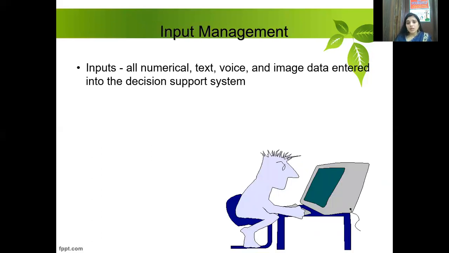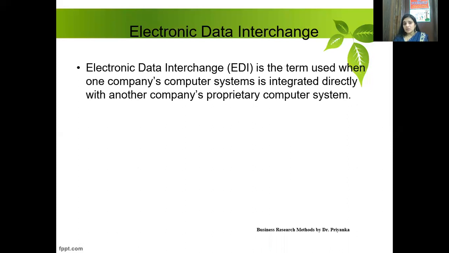Then input management, how it works. All numerical, text, voice, and image data entered into the decision support system is basically input management. Then electronic data interchange. What is it? It is the term used when one company's computer system is integrated directly with another company's proprietary computer system for exchanging the data electronically. For that, you don't need to have pen drives, hard disk, we discussed in the previous slide.